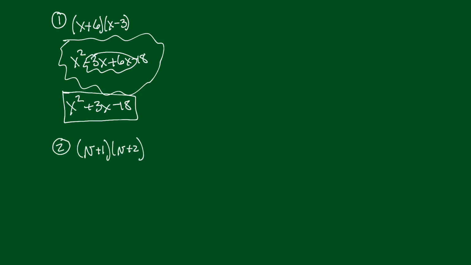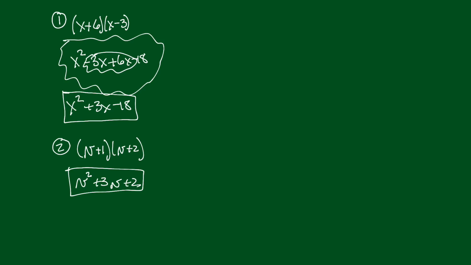In number 2, I've got a binomial and a binomial, so I'm going to do this. First, v squared. And then the outer and the inner. So I get 2v plus v is 3v. And then finally the last and the last. 1 times 2 is a 2.